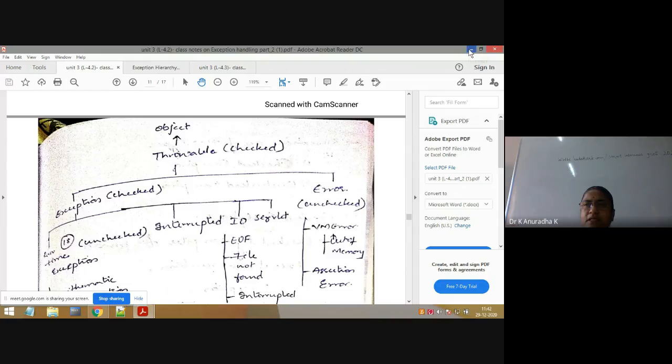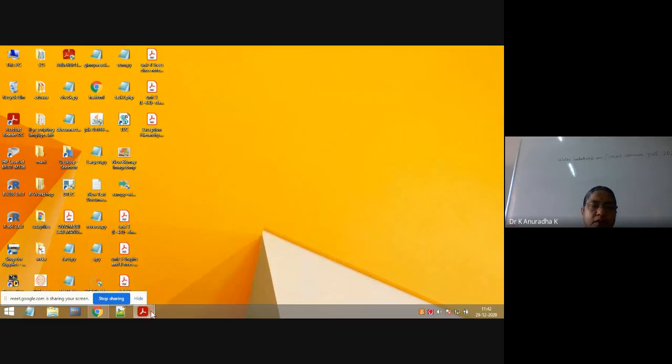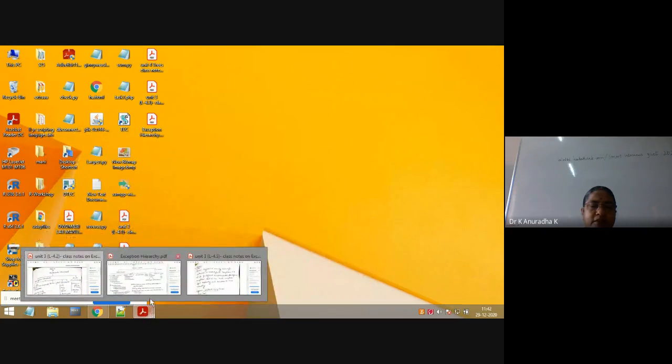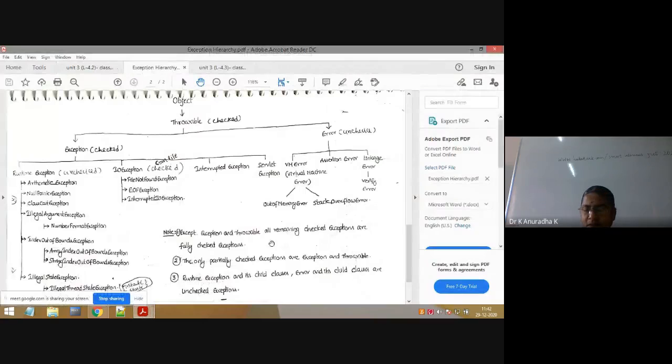For this hierarchy, I have shared a separate file in your Google Classroom also. So now we will check in depth. Now we will see in depth about this exception hierarchy.